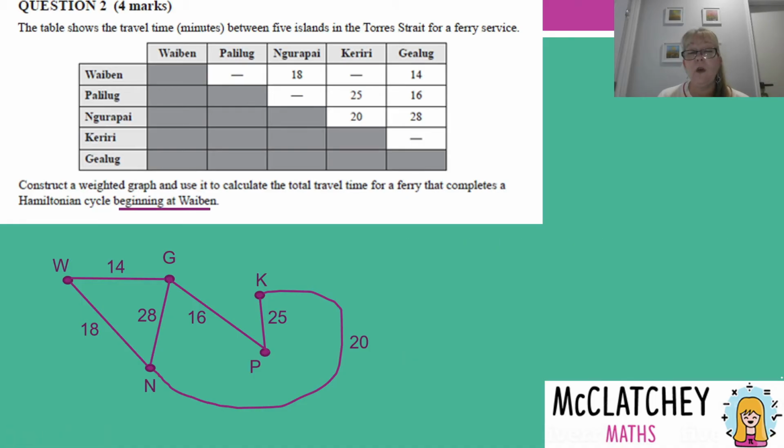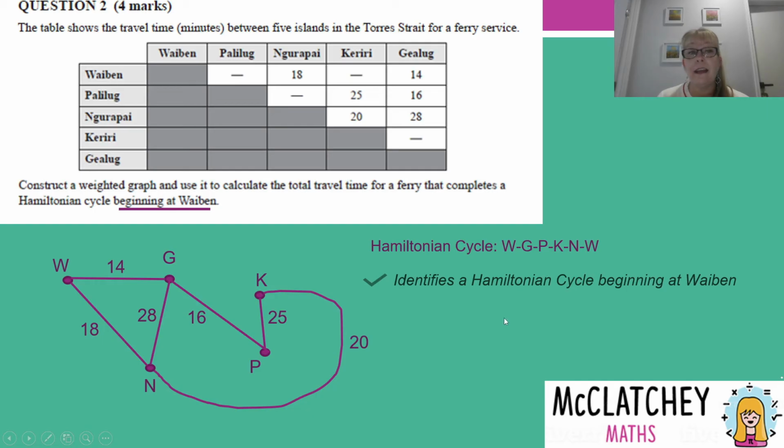And it had to begin at Wyburn, so make sure you read the information there carefully and don't start somewhere else. And what I need to do is either represent that by drawing it on there, or I could actually state what that is. W to G to P to K to N to W. Okay, so now I've got my Hamiltonian cycle and I get another mark.